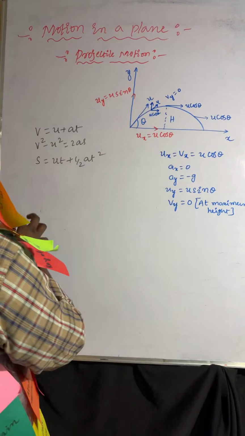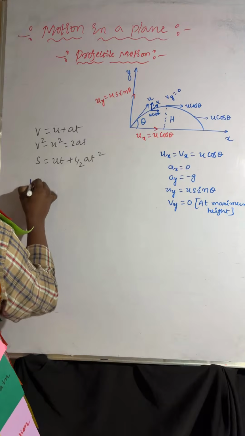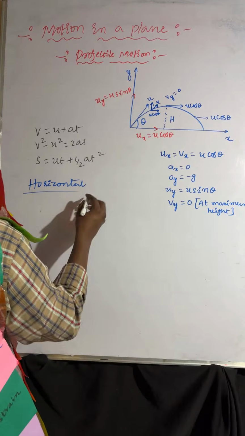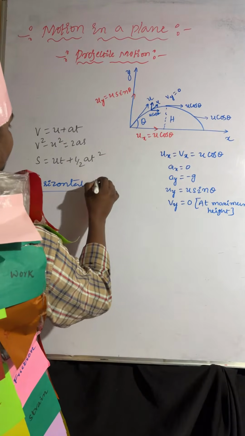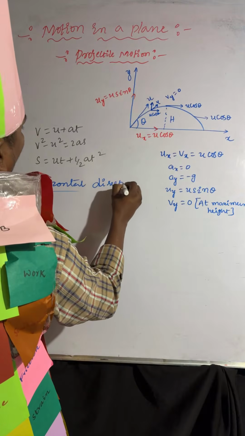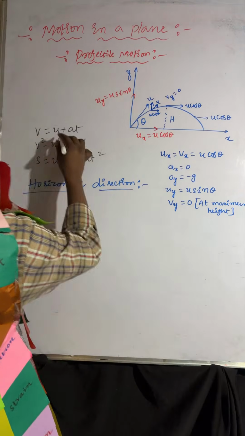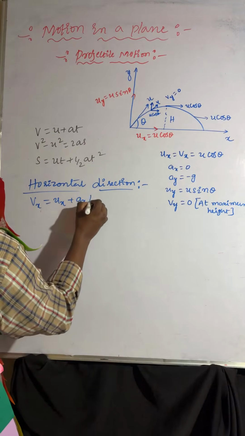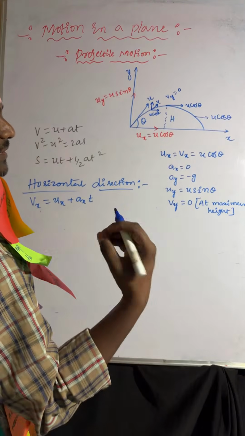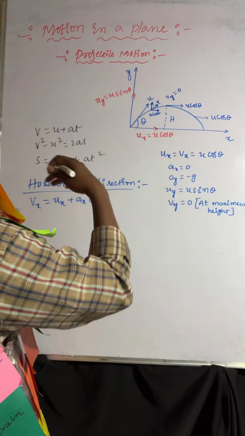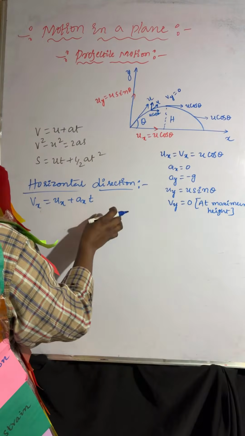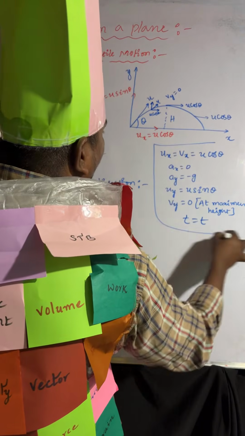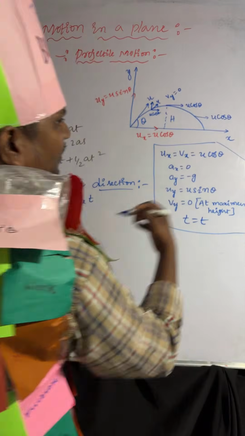Along the horizontal direction, the horizontal component, or along the x-axis: Vx equal to Ux plus Ax into T. Time T is the same in any direction, either along the x-axis or along the y-axis. T is T only, no changes. These points are very, very important.